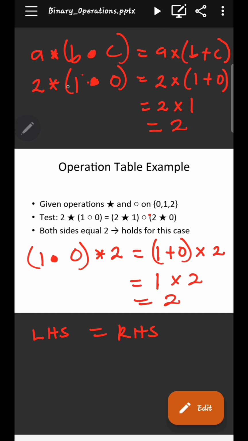So this is 2, 1. So this is the right hand side. The operation, okay, let me test the other way around. It's 1 operation this, and this is it. So the two of them are the same. So that is all about that.